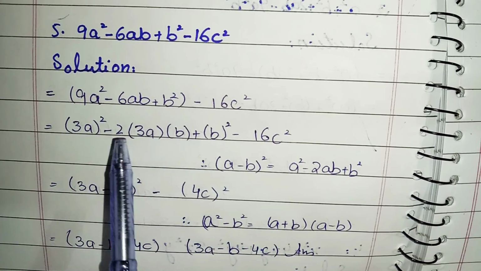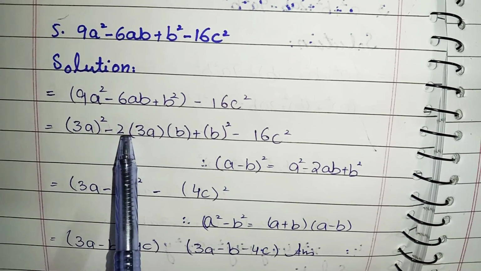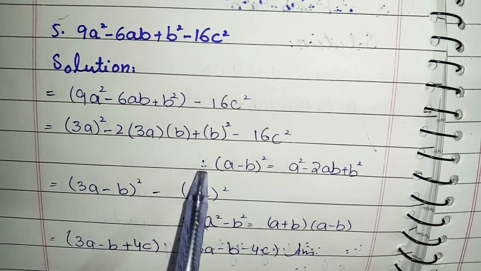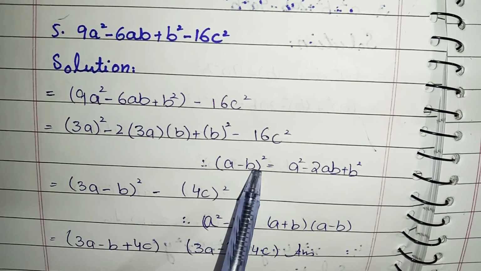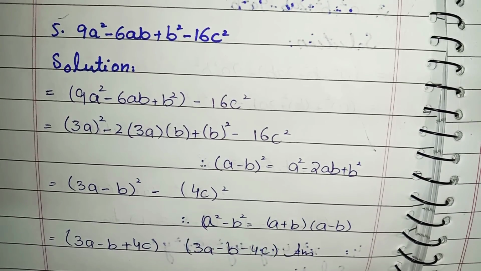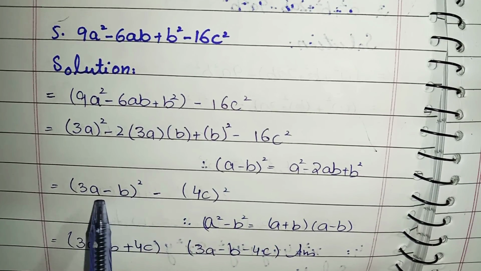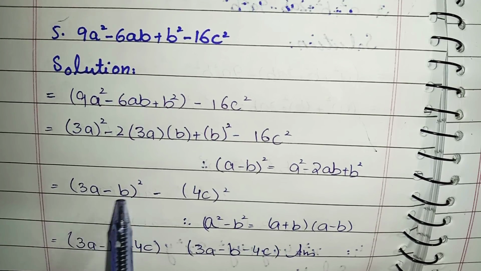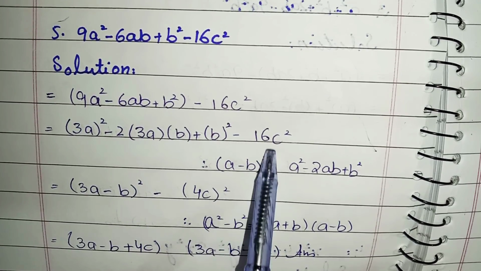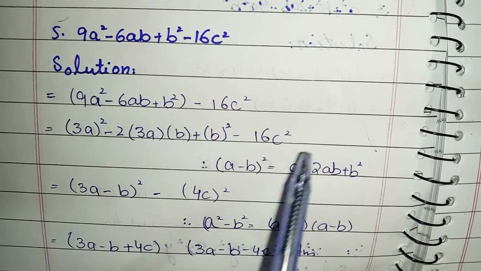We have two terms with minus sign in between, so we will use our formula a minus b whole square is equal to a square minus 2ab plus b square. When we enclose our formula, we will write our first term and our third term with minus sign in between them and a whole square. So we will write 3a minus b whole square minus 4c square, because here we have 16c square.